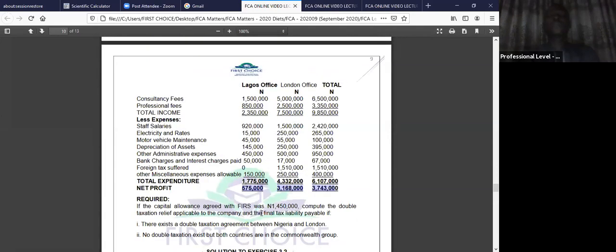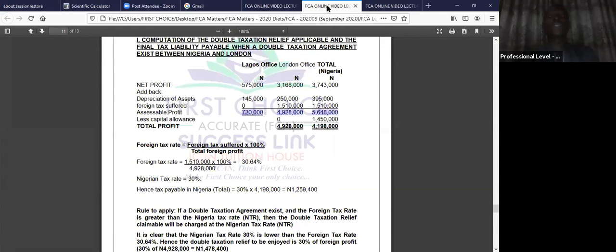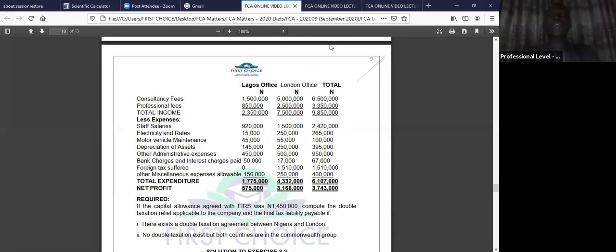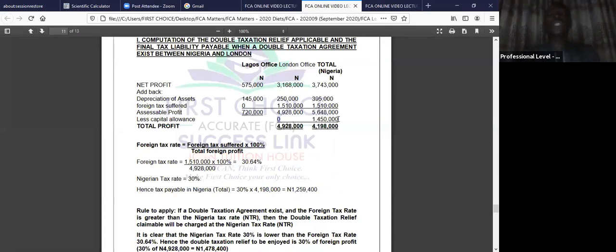In the question, agreed with the FIRS. So this is Nigerian income here. This is Nigerian capital allowance. So we were not told if it was paid by the foreign company, but some people might argue that it was paid by the foreign company, and so you can come and remove it here and also remove it here. But it was not explicitly stated, so I took this position that it was removed only in Nigeria.